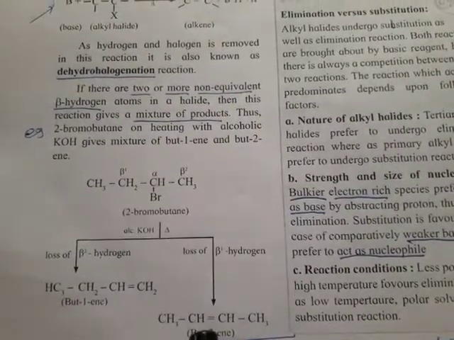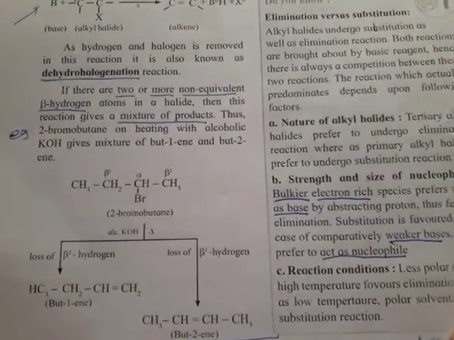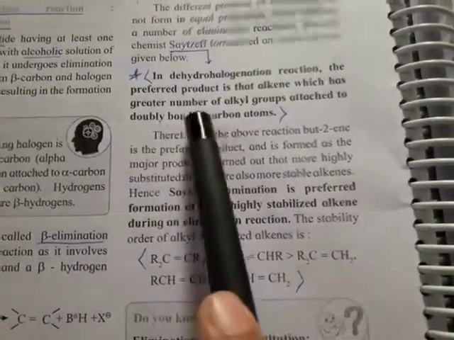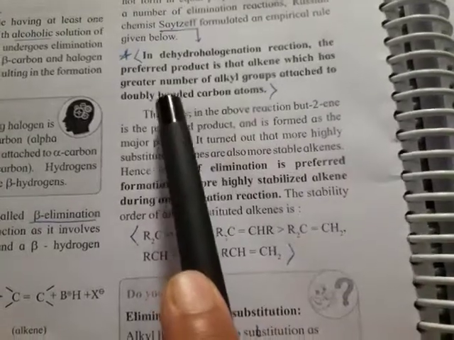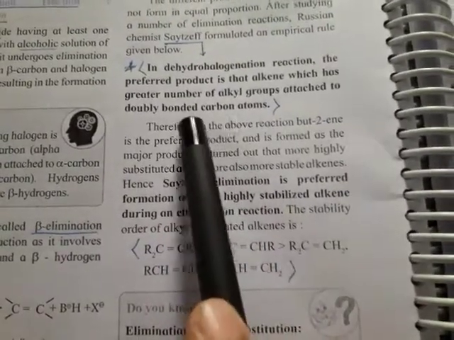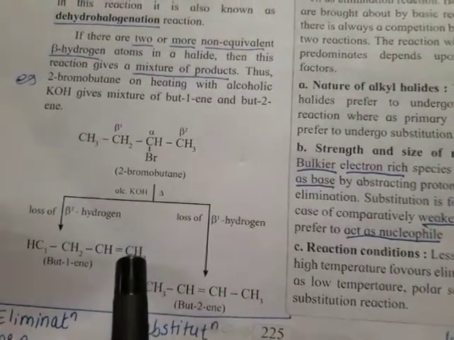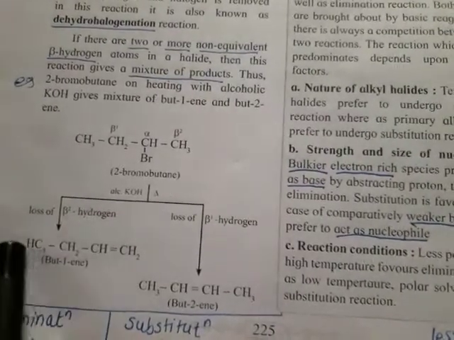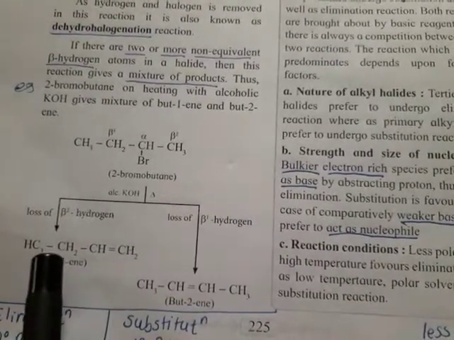Which is major and minor is decided with the help of Saytzeff's rule, and we studied that rule last year. According to Saytzeff, in a dehydrohalogenation reaction, the preferred product is that alkene which has a greater number of alkyl groups attached to the doubly bonded carbon atoms. See this example once more: 1-butene and 2-butene. Focus on the doubly bonded carbons. One carbon is attached to two hydrogen atoms, and the other is attached to one hydrogen and one ethyl group. So the doubly bonded carbons have only one alkyl group.